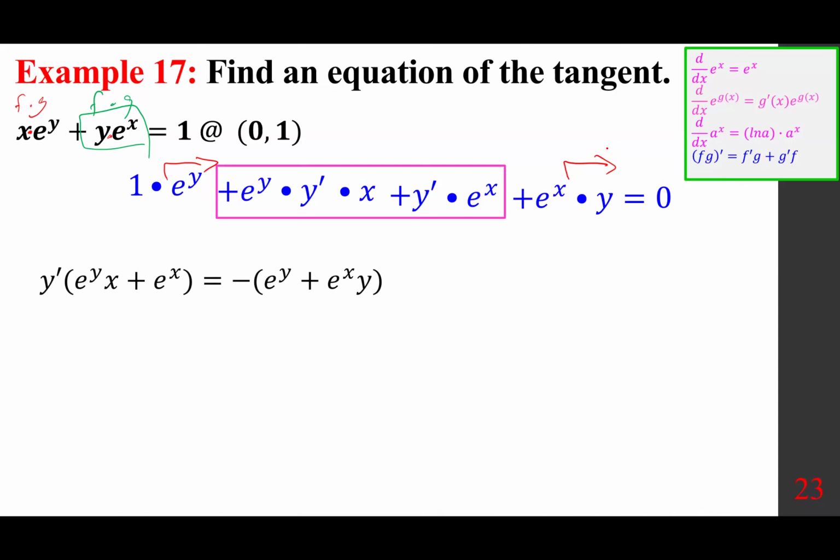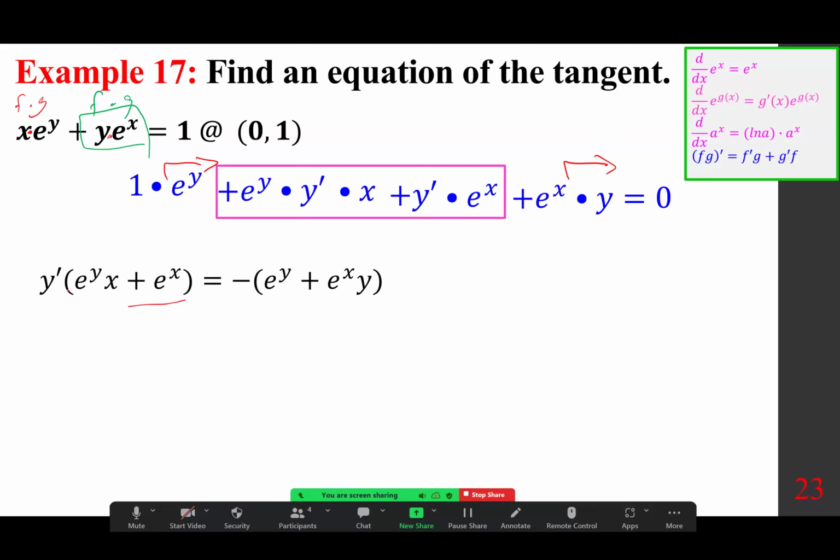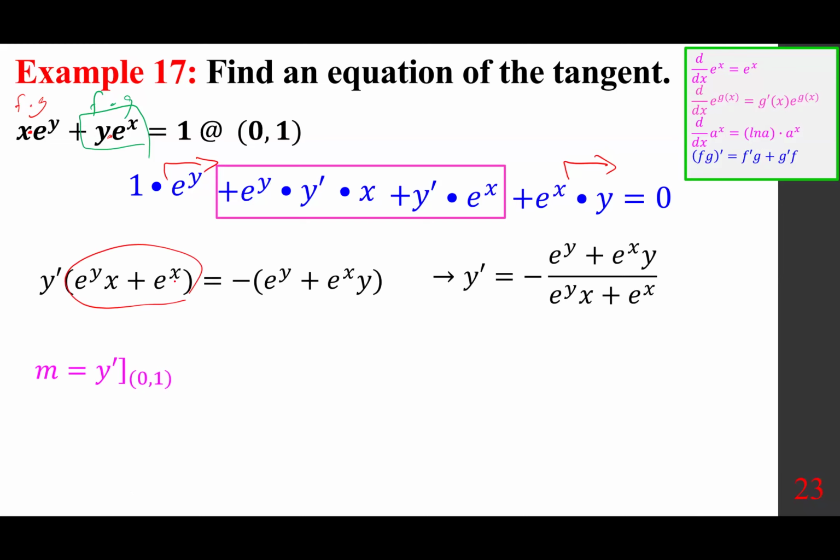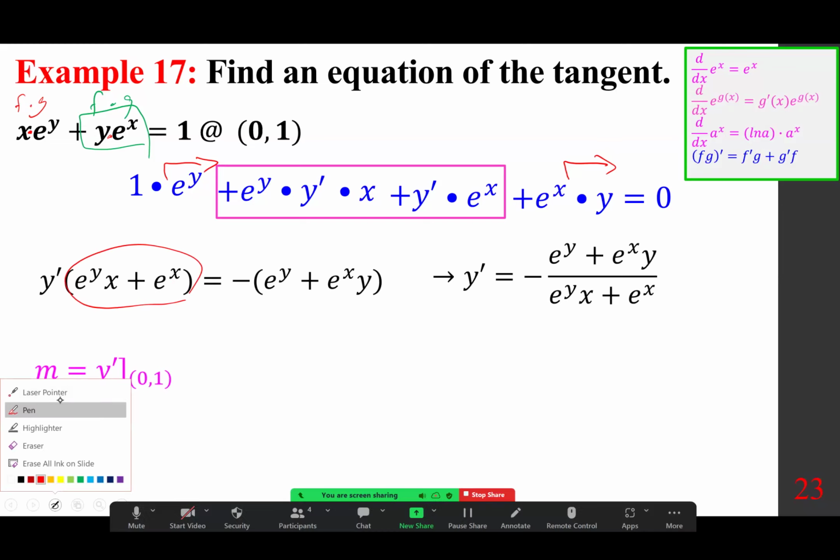So y prime, or dy dx, is the right side divided by this parentheses, divided by this one. So we have a pair, now we want the slope. So plug in the pair. So we write it in this manner. M equals y prime evaluated at the given pair. Replace the x, wherever you see x here, with 0 and y with 1.